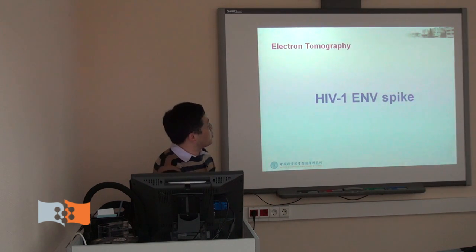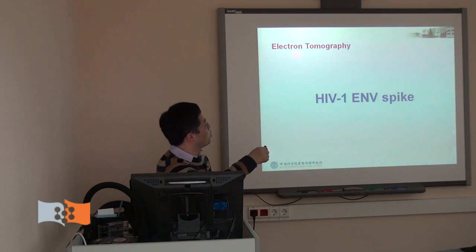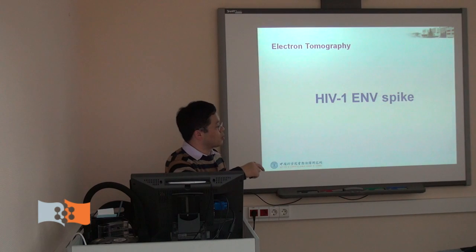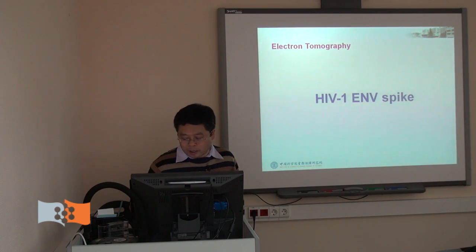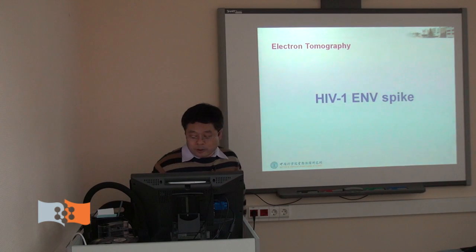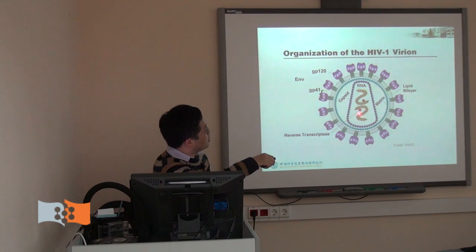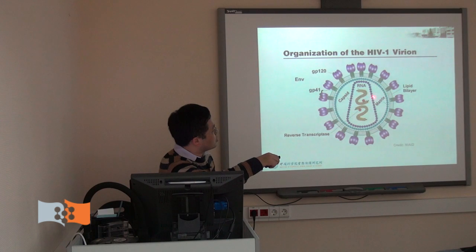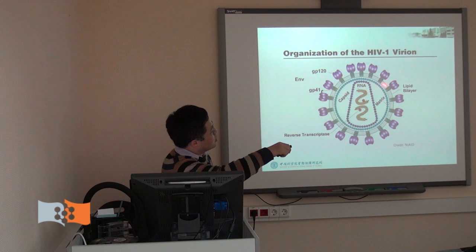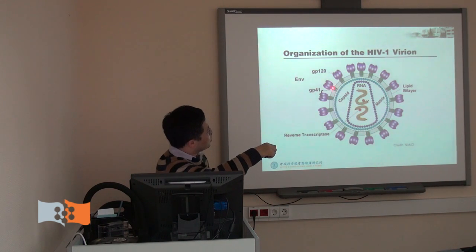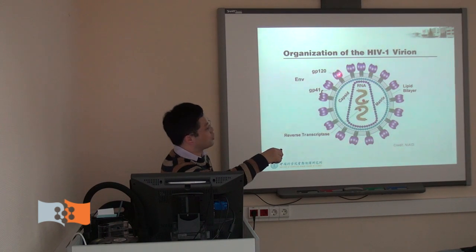For the first topic, I will give you an example of electron tomography of the HIV envelope spike. This is not work from my lab in China, but work I did in the US when I was a postdoc. This is the scheme of the HIV virion. HIV is a two single-strand RNA virus. The RNA is embedded in a capsid. This is the membrane matrix protein. And this is what we are interested in: GP120, the surface glycoprotein, and the transmembrane protein GP41.